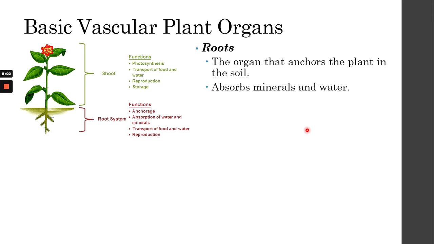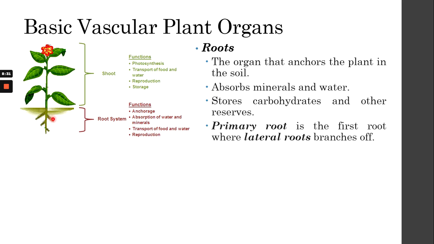Another function of roots includes absorption of various minerals and water found underneath the ground. Also, it functions as a storage for carbohydrates and other reserves, more specifically carbohydrates or sugars that were created via photosynthesis and transported onto the roots in order for the root system of the plants to have carbohydrates in order for it to survive.